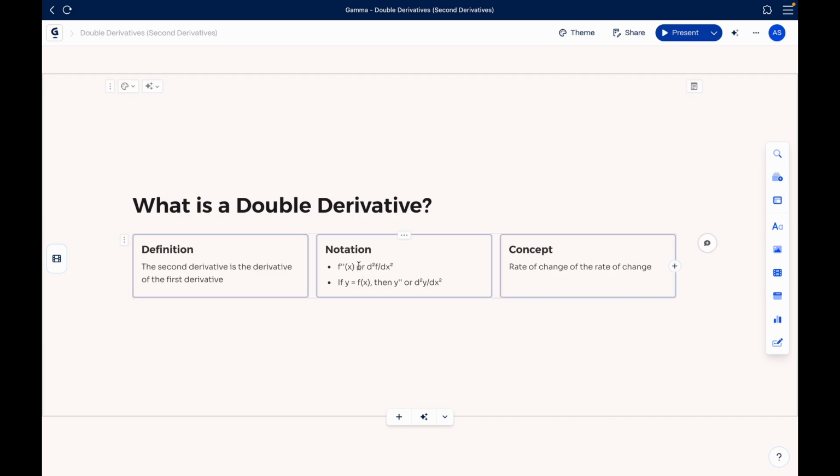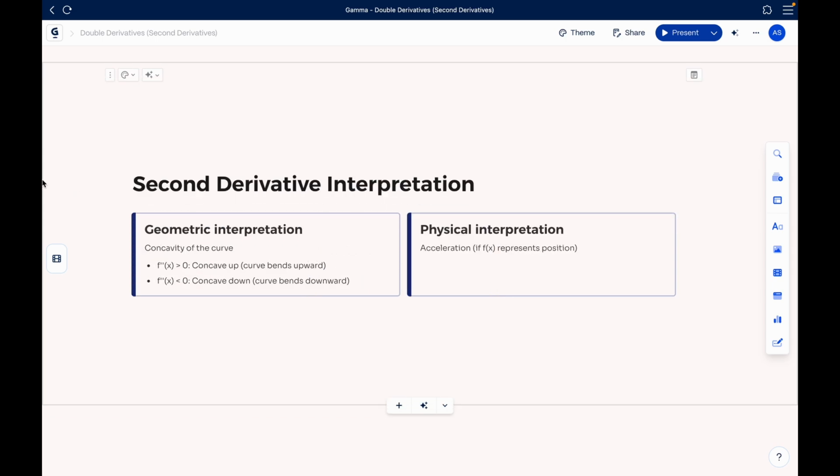The notation is f double dash of x, or d squared f over dx squared. Another way to write it is, if y is equal to f of x, then y double dash or d squared y by dx squared. Basically, it's the rate of change of the rate of change. The geometric interpretation is the concavity of the curve.